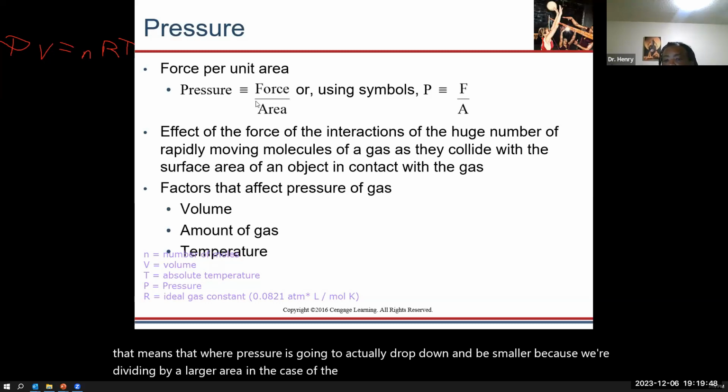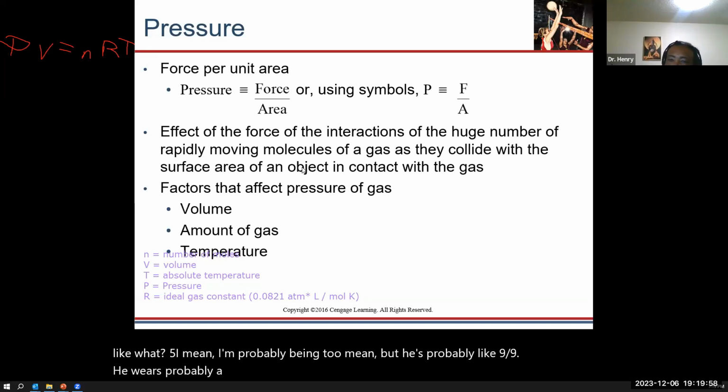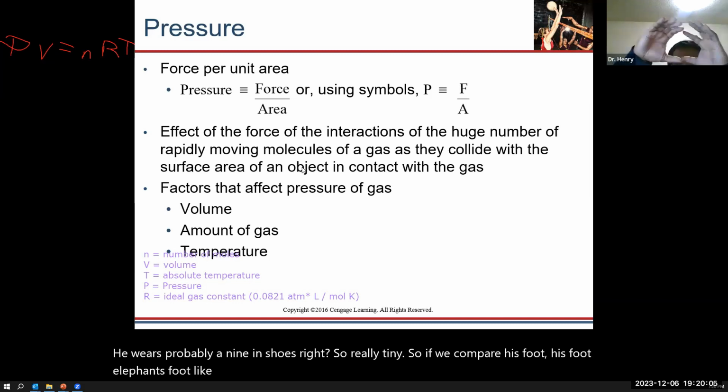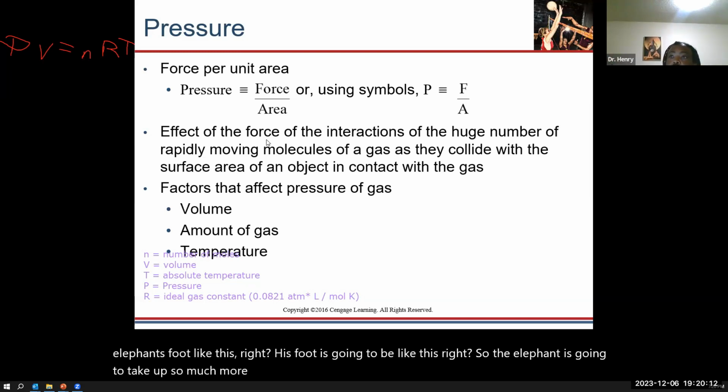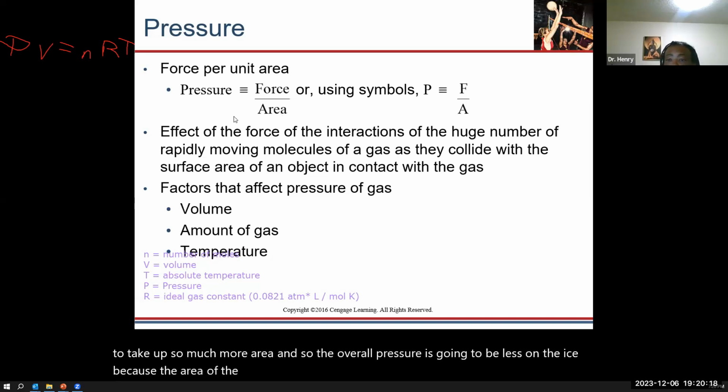In the case of the ice skater, his foot is like what, a 5? I mean, I'm probably being too mean, but he's probably like a 9. He wears probably a 9 in shoes, right? So really tiny. So if we compare his foot to the elephant's foot, like this, his foot is going to be like this, right? So the elephant is going to take up so much more area, and so the overall pressure is going to be less on the ice because of the area of the elephant's foot compared to that of the ice skater.